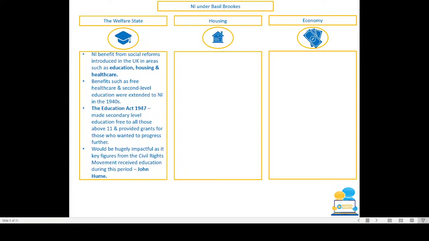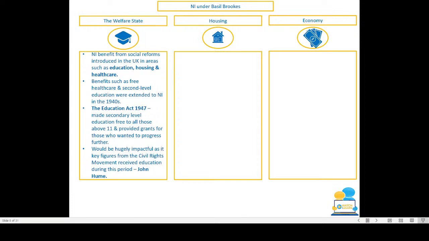So we could look to the Education Act of 1947. This made secondary level education free to all those above 11 and provided grants for those who wanted to progress further. This was going to be hugely impactful in Northern Ireland because it allowed key figures that would emerge in the civil rights movement to receive free education during this period.